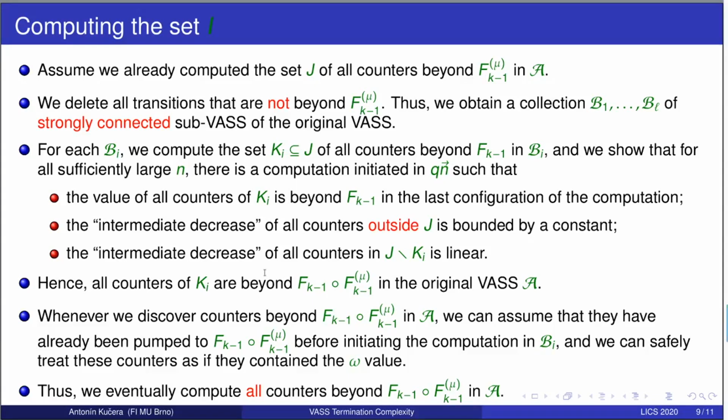So by examining all of the sub-VASSes B1 up to BL, we discover certain counters pumpable beyond f_{k-1}(μ)+1 in the original VASS A. But there is one more catch. The length of the computations in Bi pumping some counters beyond f_{k-1}(μ)+1 is actually about f_{k-1}(μ)+1 of n.